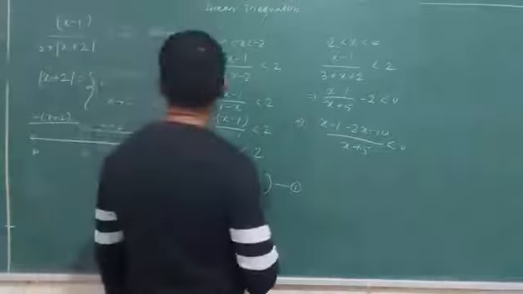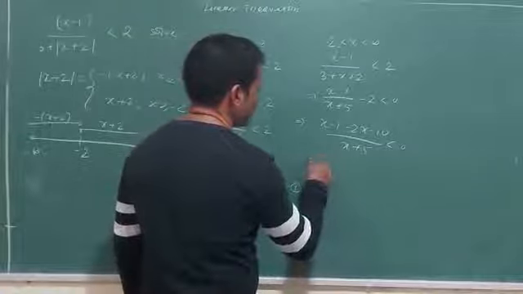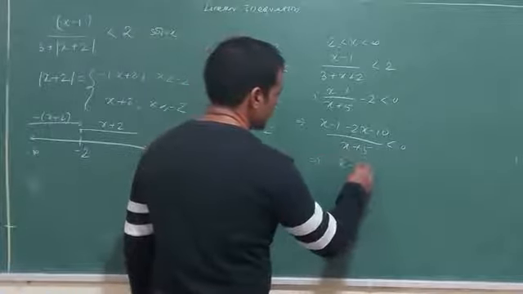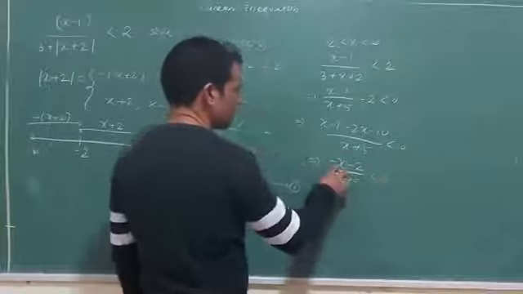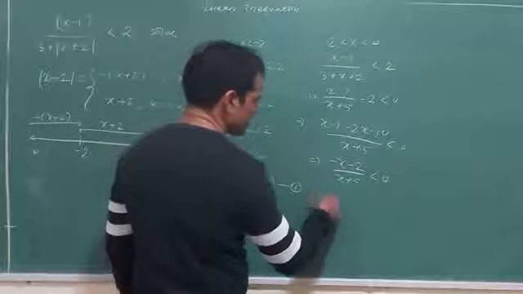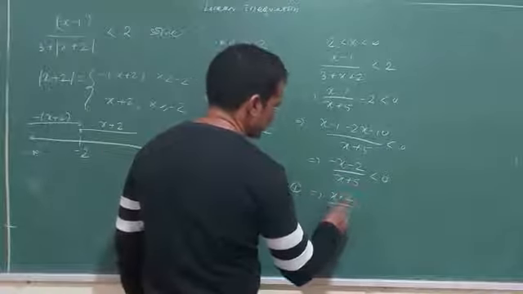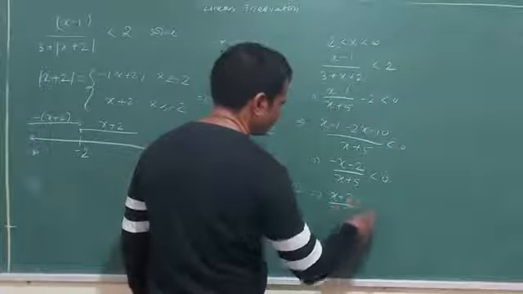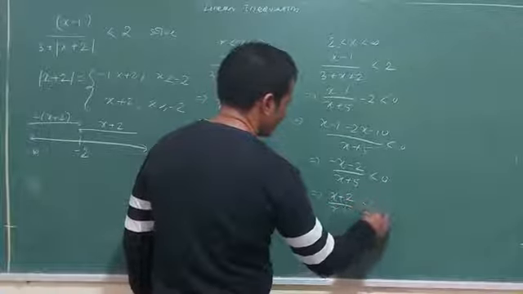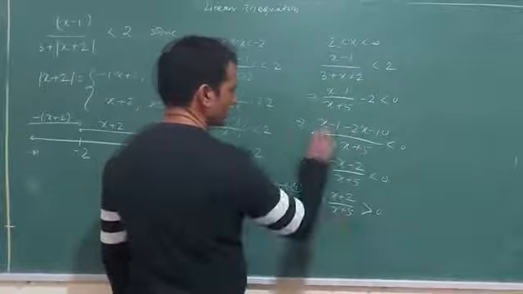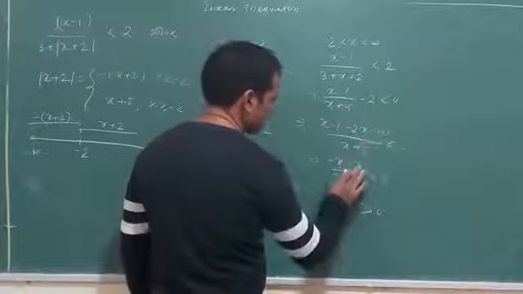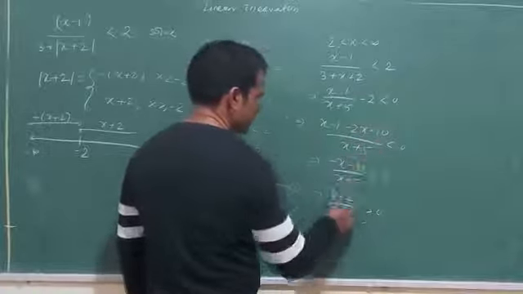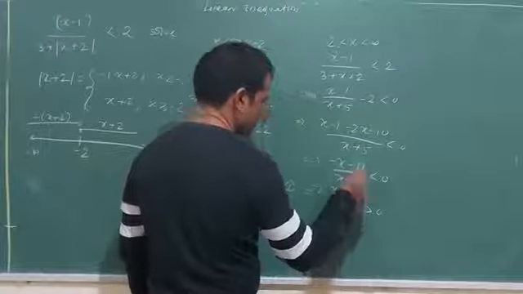Okay, that gives you minus x minus 11 by x plus 5 less than 0. Make the x coefficient positive, multiply by minus 1 on both sides. Minus x minus 11 becomes x plus 11.